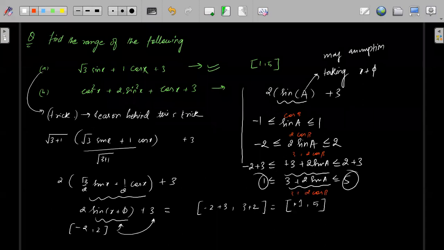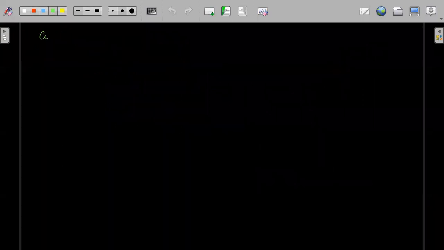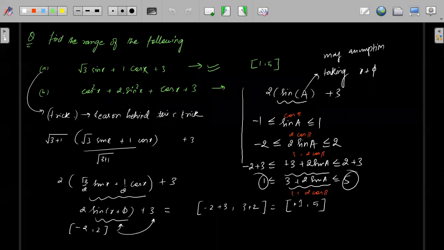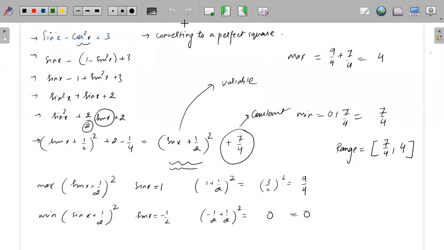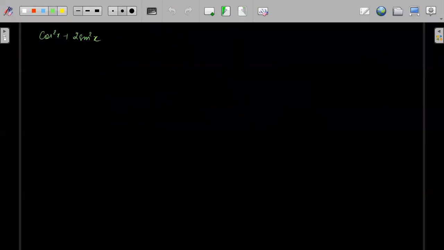Okay, next part, students are giving me the answer minus 21 by 4 and minus 3. Okay, let's see. So this is cos square x plus 2 sine square x plus cos x plus 3, right? So now this is the second question.